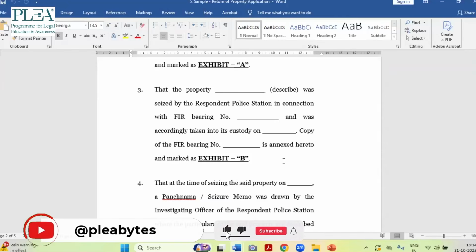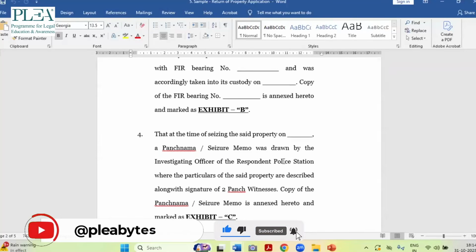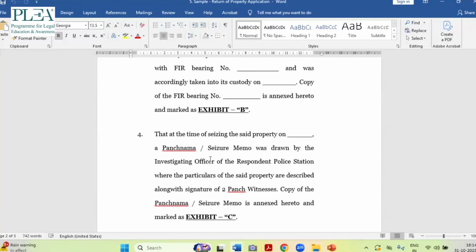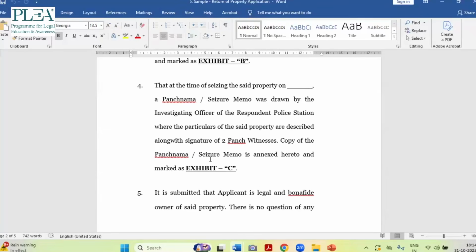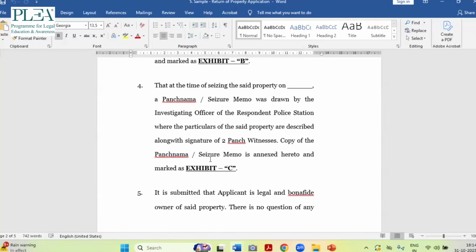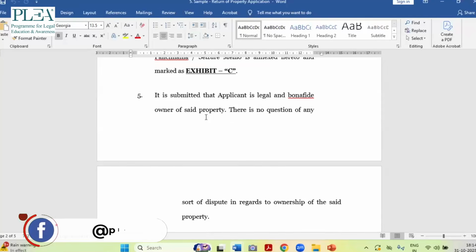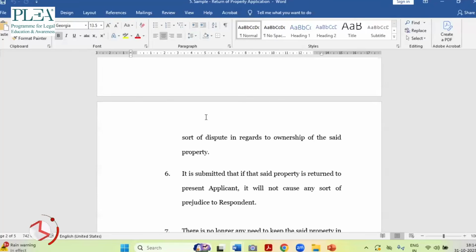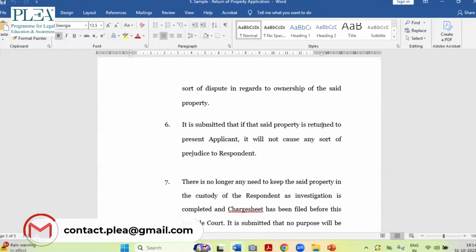A copy of the FIR, if any, is attached. When the property was seized on so and so date, a Panchnama was drawn up by the IO, and the particulars were described in the Panchnama with the signature of two witnesses. If you have a copy of that Panchnama, better to attach it as an exhibit. Now, there is no dispute regarding the title and ownership of the property. If you have a bona fide title, then it always vests in the applicant. The court can directly presume in your favor because of the document which is annexed.